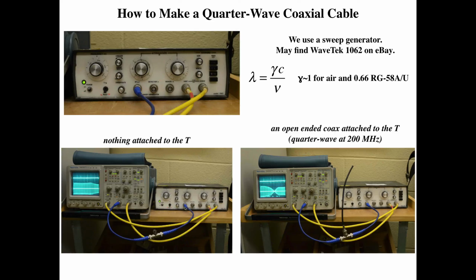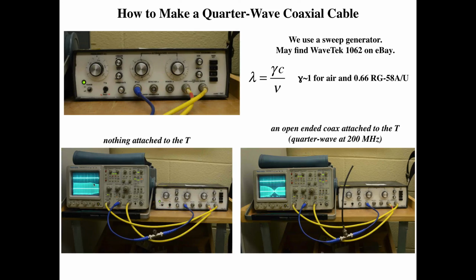Now I'm going to take the output of my sweep generator. That's the blue cable, and just go straight into the oscilloscope. I have a T here, but I don't have anything hooked to it. So basically, I'm just measuring the output of my sweep generator, and that's this bottom trace, and it looks fairly flat. This sweep generator goes from 0 to 400 megahertz or so.